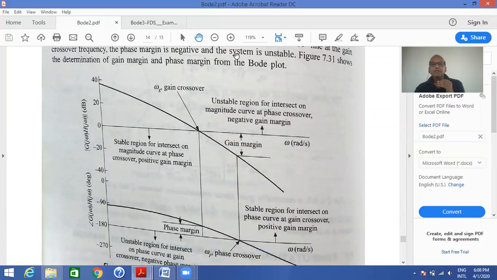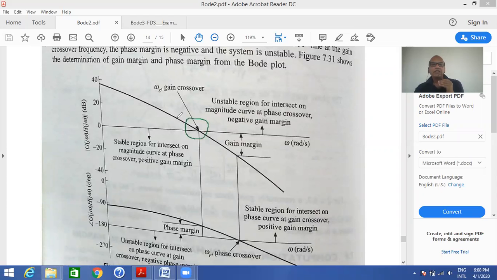This is the gain crossover frequency. It is the frequency at which the magnitude is equal to zero. Phase crossover frequency: this is the magnitude Bode plot, and this is the phase angle Bode plot. Here we determine the gain crossover frequency and the phase crossover frequency.